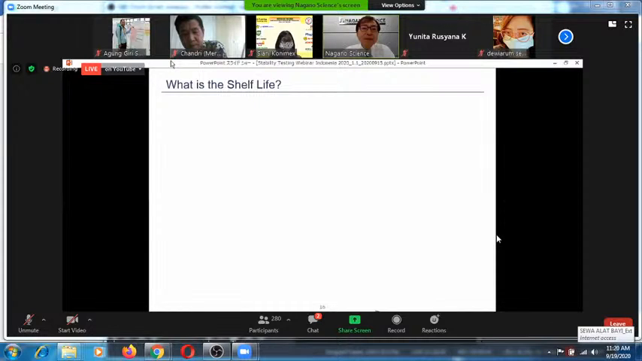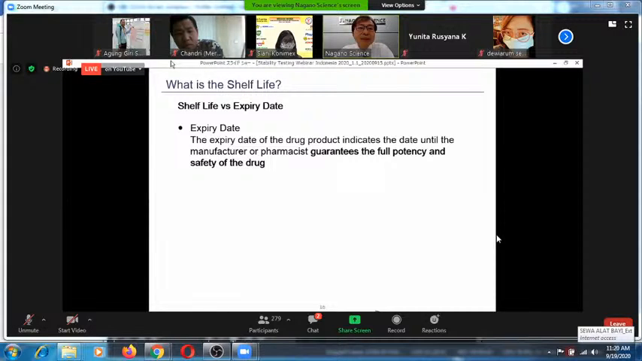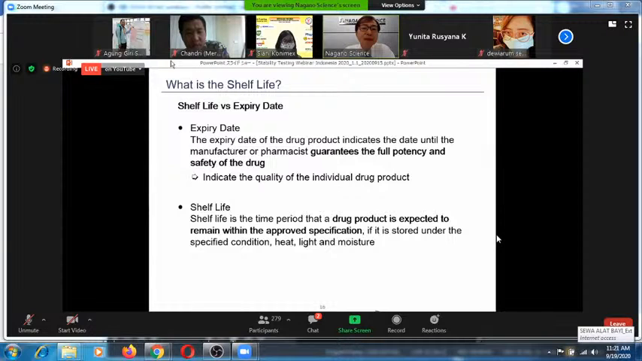And based on the ASEAN guideline, the expiry date is the one which indicates the quality of the individual drug product, to what extent the product is keeping efficacy. And shelf life is a word for the nature of the drug product, and it is used for the registration.